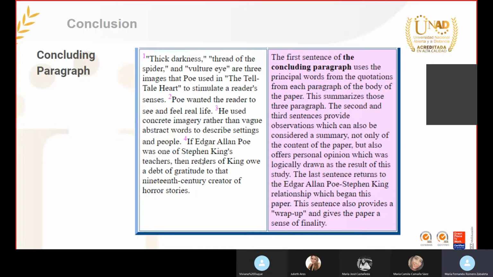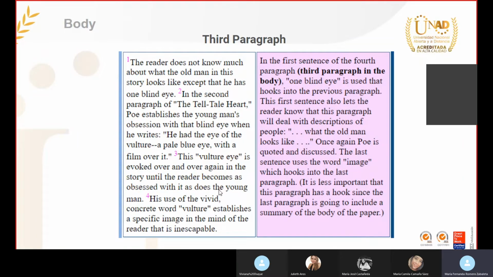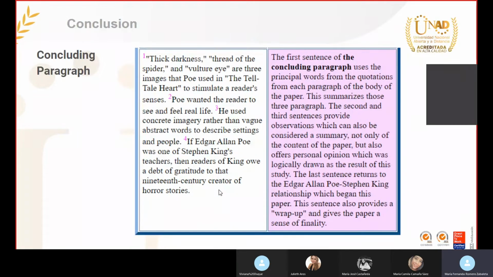If Edgar Allan Poe, in sentence 4, was one of Stephen King's teachers, then readers of King owe a debt of gratitude to that 19th century creator of horror stories. So the last sentence returns to the Edgar Allan Poe and Stephen King relationship, which began this paper. The sentence also provides a wrap up and gives the paper a sense of finality.